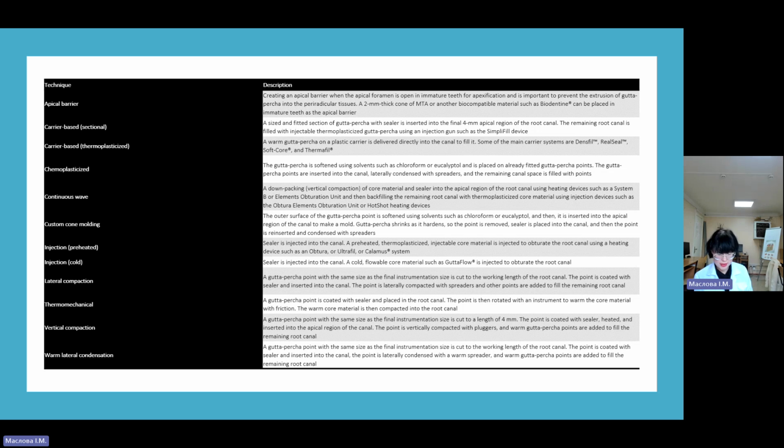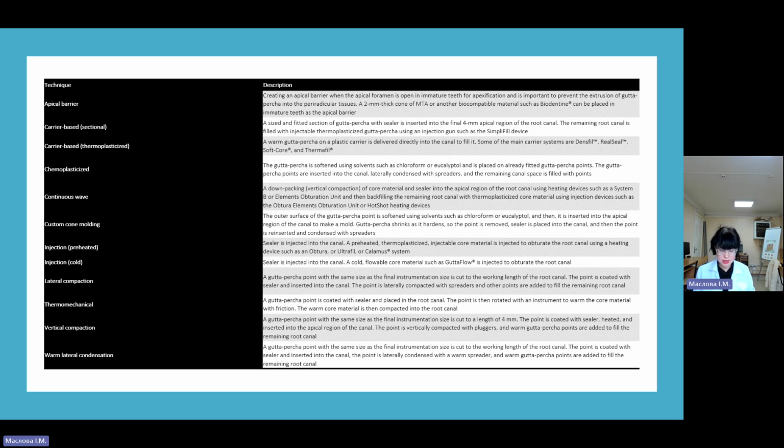MTA is more radiopaque than BioRoot, a tricalcium silicate root canal sealer, but less so than conventional sealers such as AH Plus. Type 4 and type 5 of HCSC sealers. The tricalcium silicate based sealers were developed to avoid the trace element contamination of Portland cement.